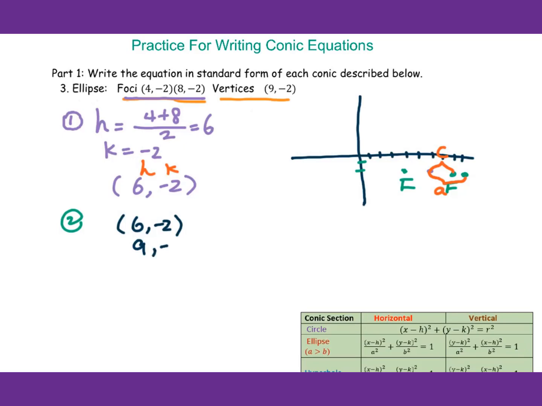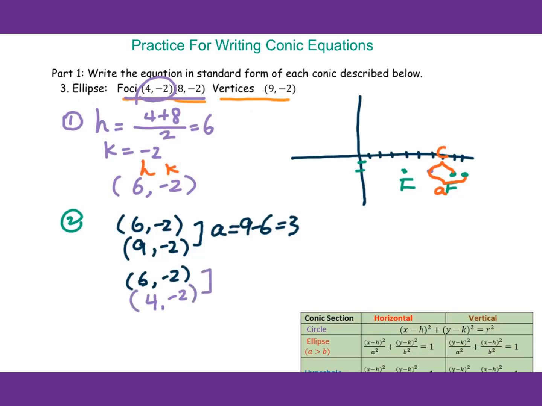Vertex, they give you 9, -2. Therefore, you will get A equals 9 minus 6 equals 3. And from 6, -2, using one of the focus for -2, you will get C equals 6 minus 4 equals 2.